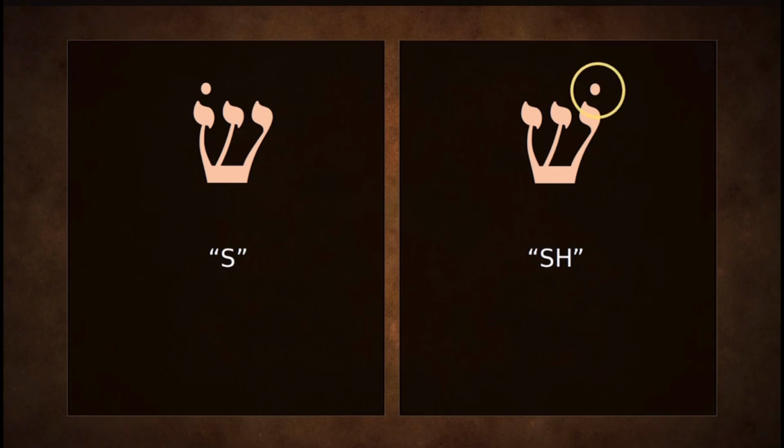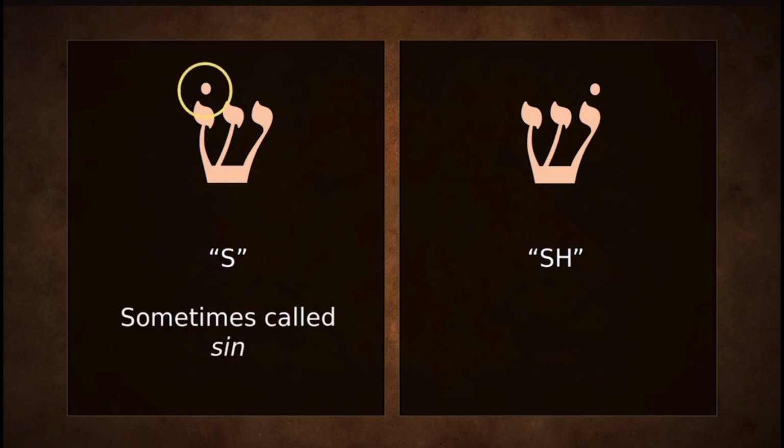If the dot is over the right side of the sheen, then the letter makes the sound sh, as in the word fish. But if the dot is over the left side of the sheen, then the letter makes the sound s. This is the same sound as the letter samech. Sometimes you will see a sheen with a dot over the left called a sin.